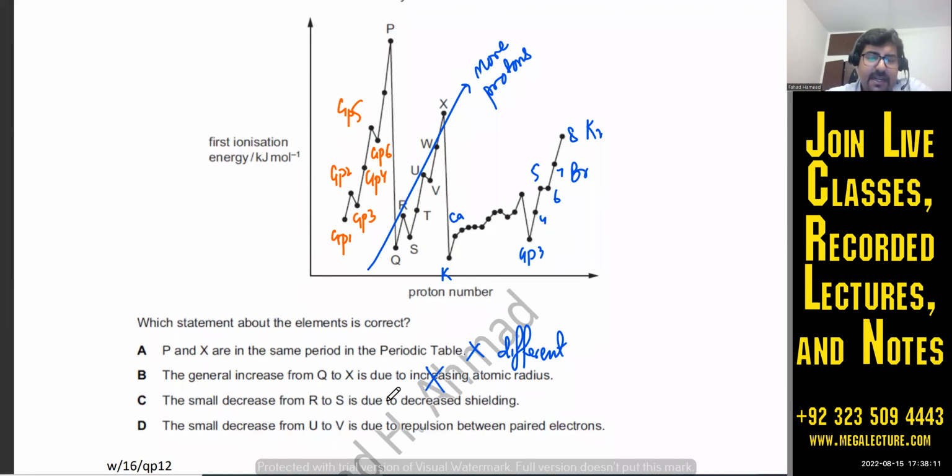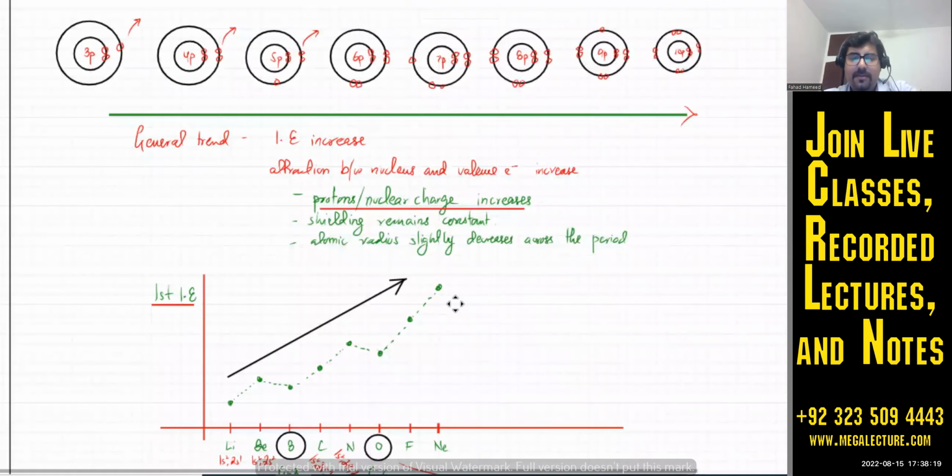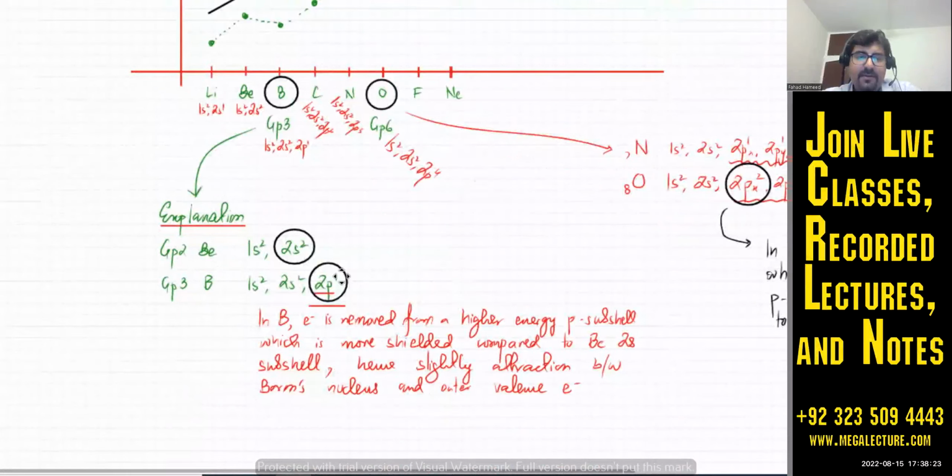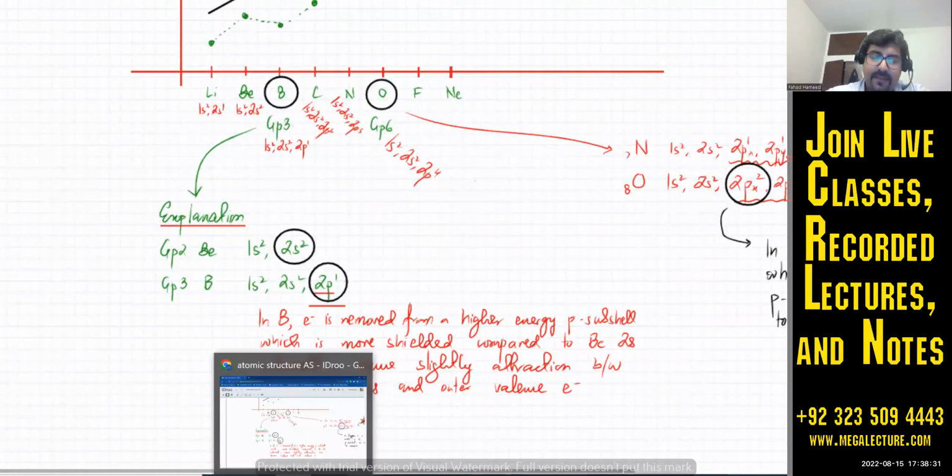Achha, the small decrease from R to S is due to decreased shielding. R to S. Why is there a dip at group 3? The reason you get a dip at group 3 is because of more shielding. Boron ke upar number of subshells increase. You have more shielding in boron. That's why it's slightly easier to remove electrons. तो ये भी गलत है.